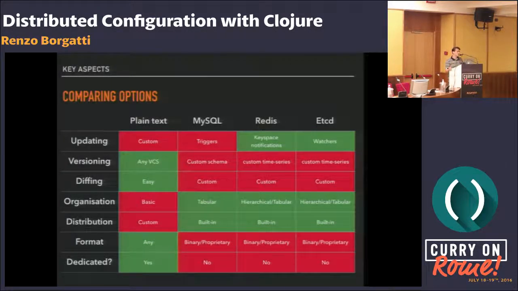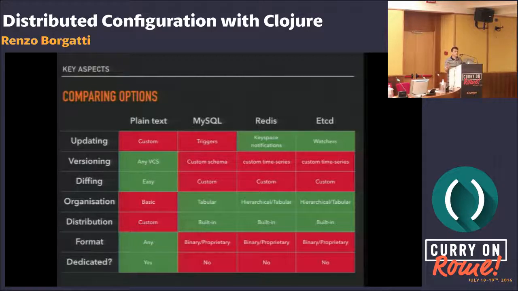But if you go into, for example, MySQL, Redis, or etcd, they are not using a pure text approach. Of course, they are storing something that is pure text, but in order for you to do this diffing or versioning, you need to have some way of synchronizing something that is on the file system into something that is inside this kind of database, which is usually stored in a binary and proprietary format.